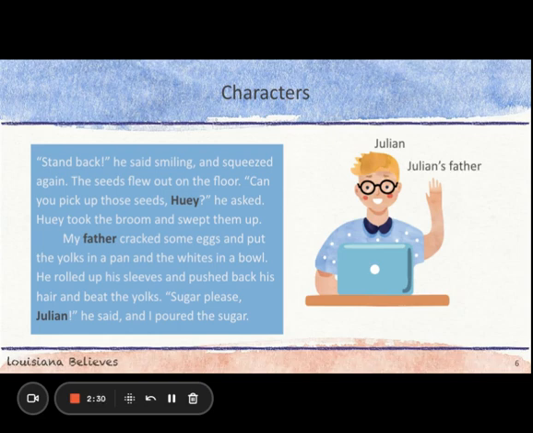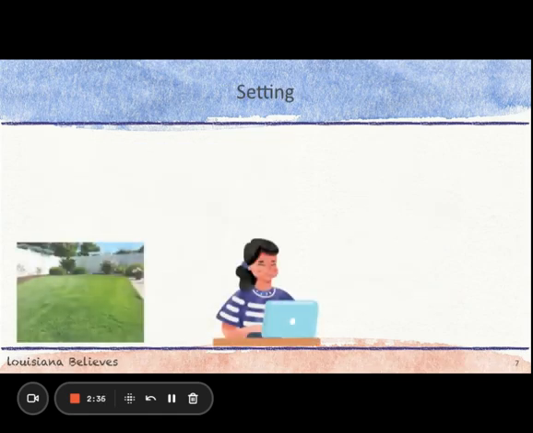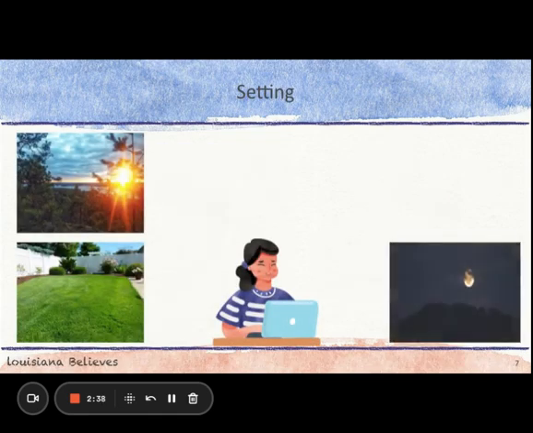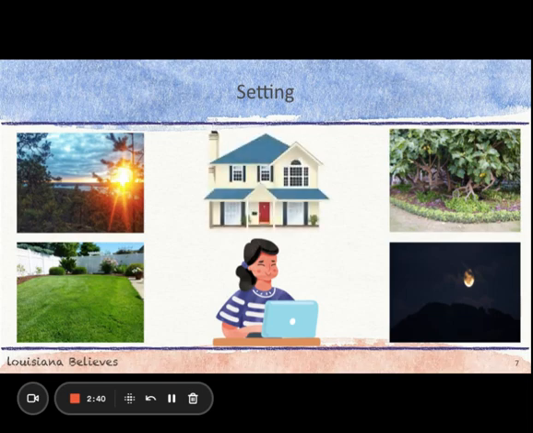Julian, his father, and Huey are the characters in this story. The setting is when and where the story takes place. Stories can take place at a certain time, such as during the day or at night. Stories can also be set in a specific place, such as a garden, a house, or a front or backyard.